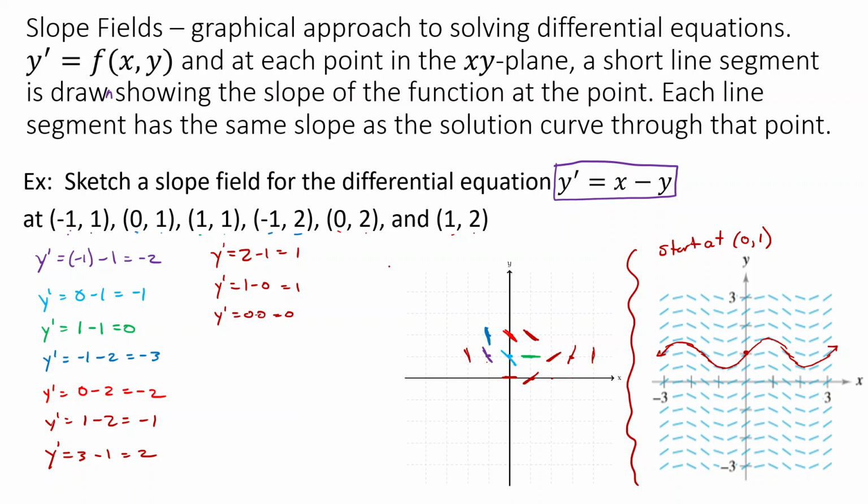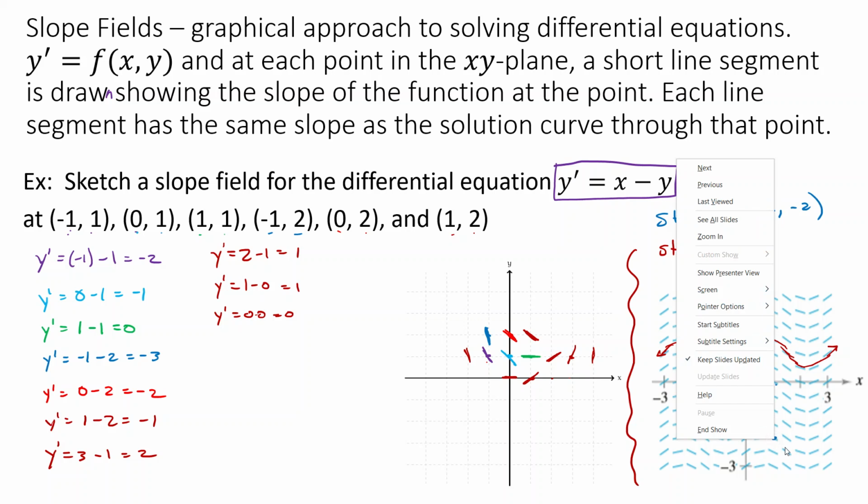If we started at another point, we'd get a different solution. So say we started at, I don't know, let's try 1, negative 2 and see what happens. Over 1, down 2, right there.